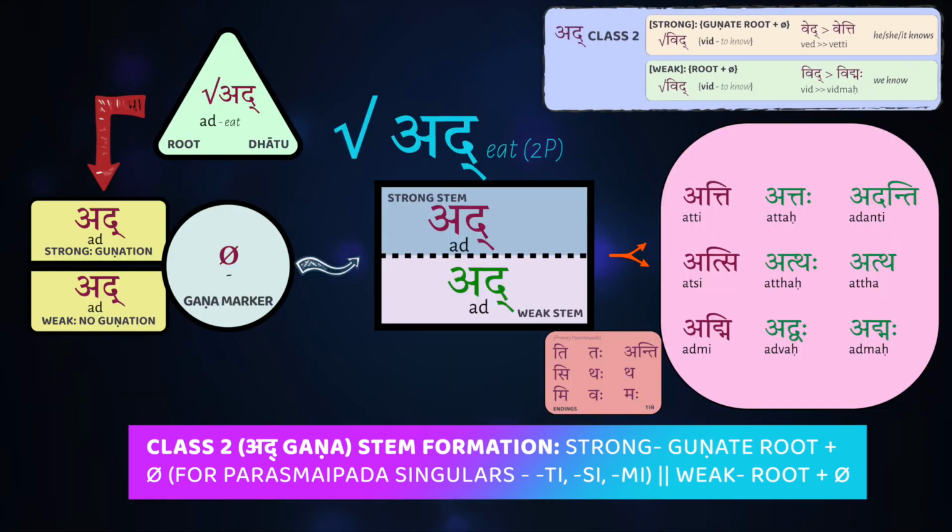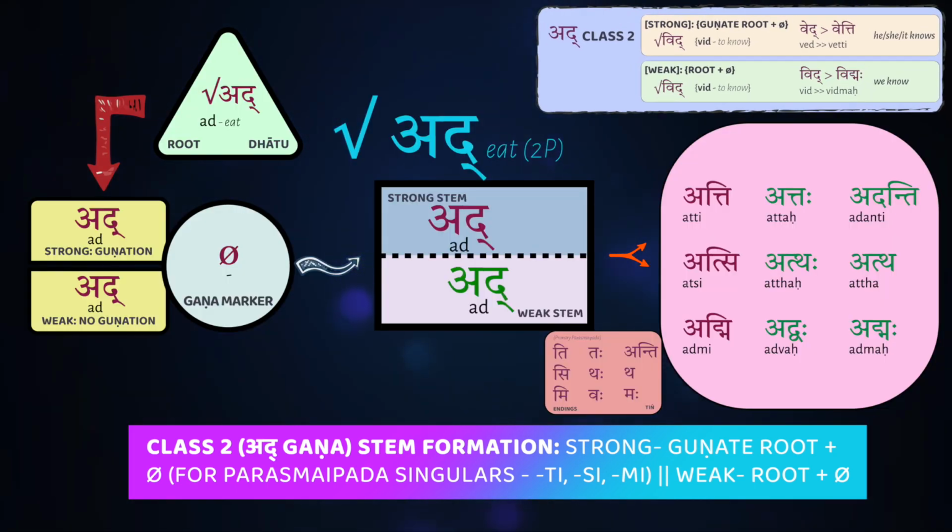So how do we go about conjugating this class 2? The class marker for class 2 is actually nothing. Zero. Zilch, nada, empty set. To form the strong stem, you gunate the root and you add this nothing. To form the weak stem, it's even easier. You just take the root and you add nothing. That's it. It's about as easy of a rule as you can muster, right? This is how you get from root to strong stem and weak stem.